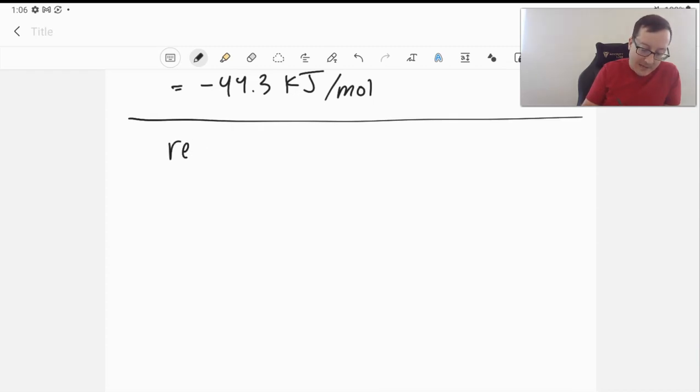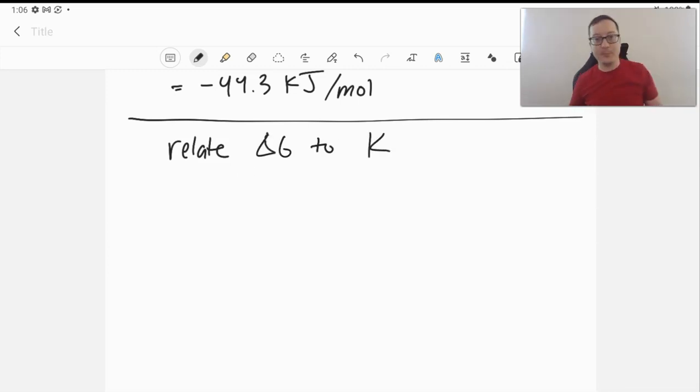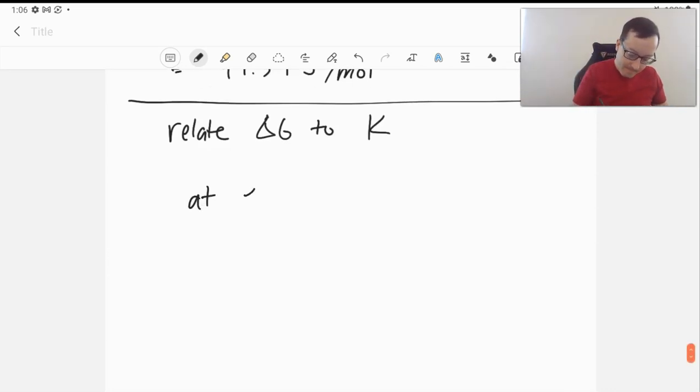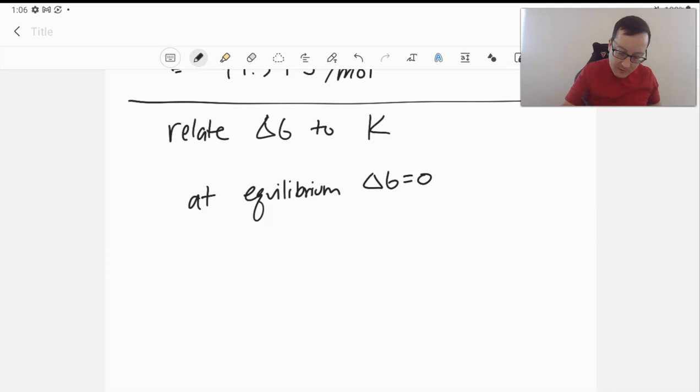Now let's relate delta G to K. At equilibrium, everything is reversible. We consider delta G to be 0, and Q is the same as K. At equilibrium, we've defined those.